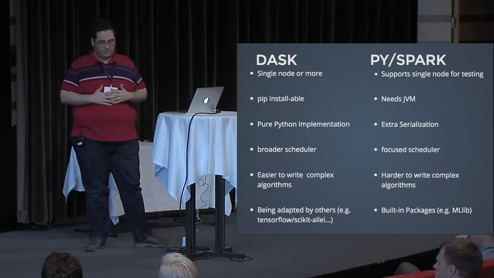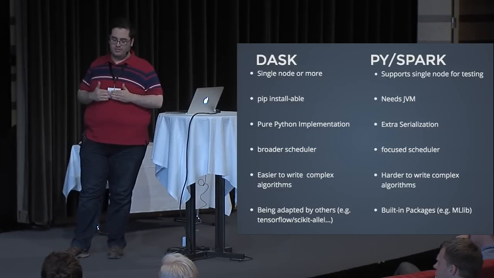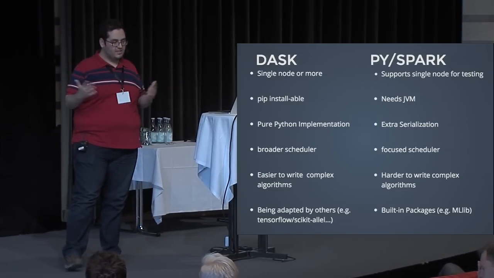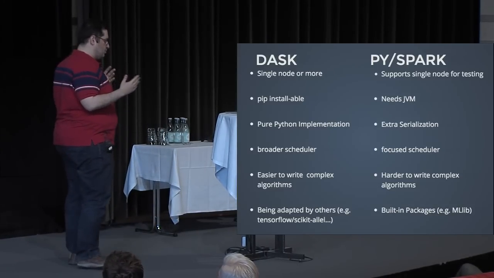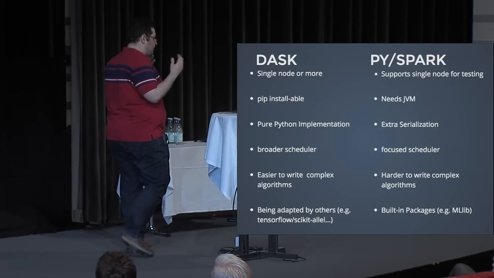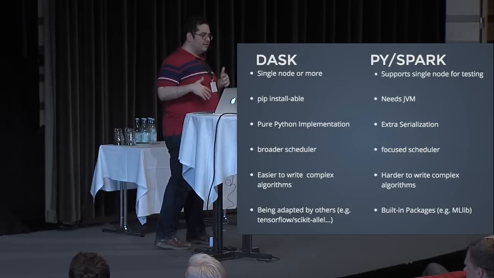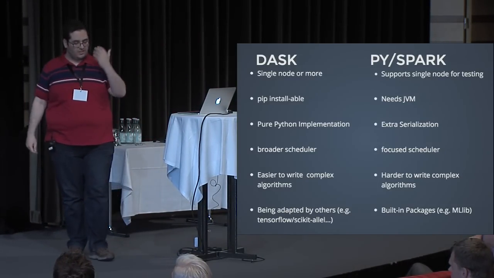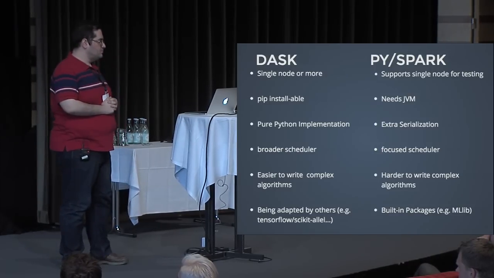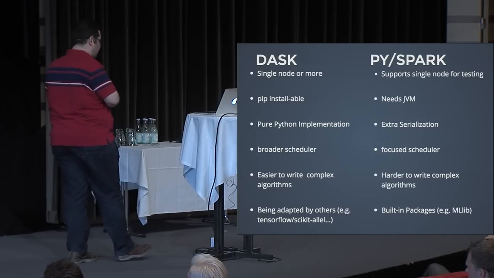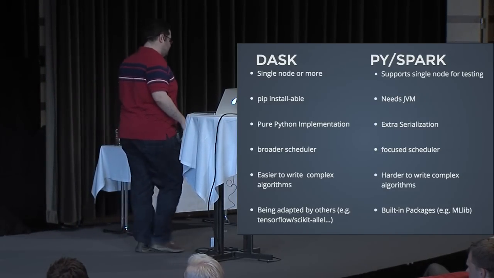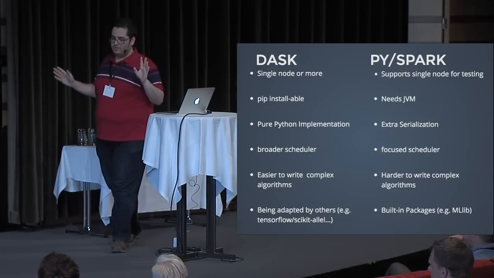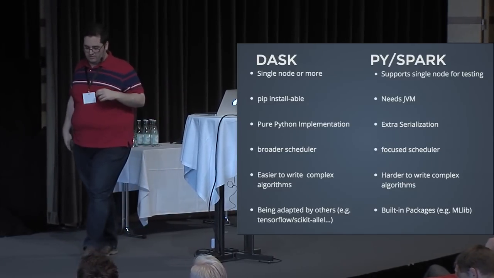Dask, on the other hand, started by thinking about only running on a laptop or a single node, or even a single process on one node. And after that, they said, you know what, we can make this work for a distributed system. And then they made the distributed scheduler. Dask is pip installable: pip install dask, and I have everything. I don't need to worry about anything.